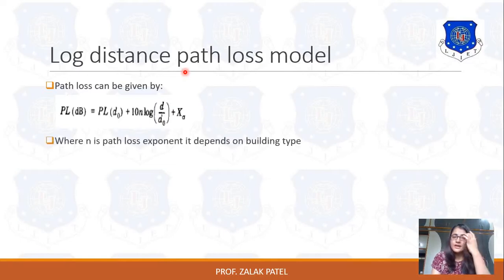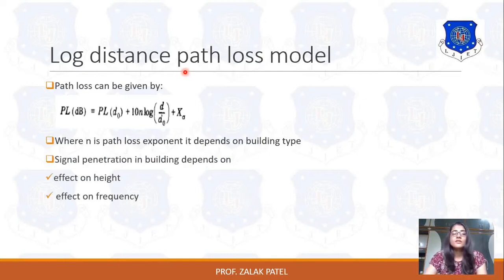As I said, n is the path loss exponent, and it also depends on the building type, meaning whether it is a multi-story building, or has only one floor, or different partitions are present, or which type of losses are taken into consideration. Now here the signal strength is reduced due to path loss. So signal penetration in a building depends on the effect of height and the effect of frequency.